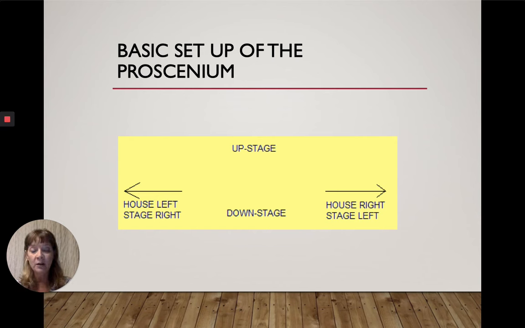Downstage is always closest to the audience, and upstage is far away from the audience. This is because in the early days of theater, stages were raked like this. Downstage was closest to the audience, and the further away you got from the audience, you were going up, so it's called upstage.